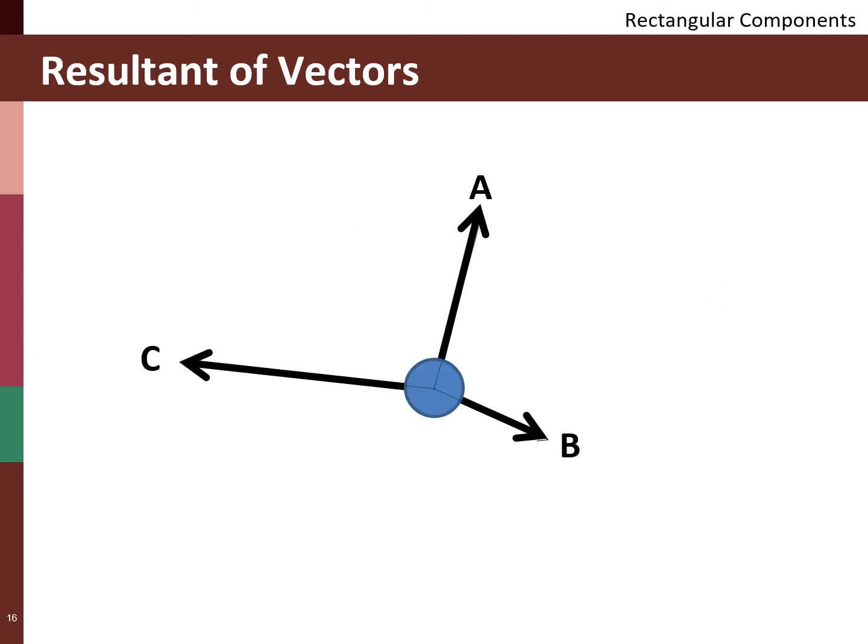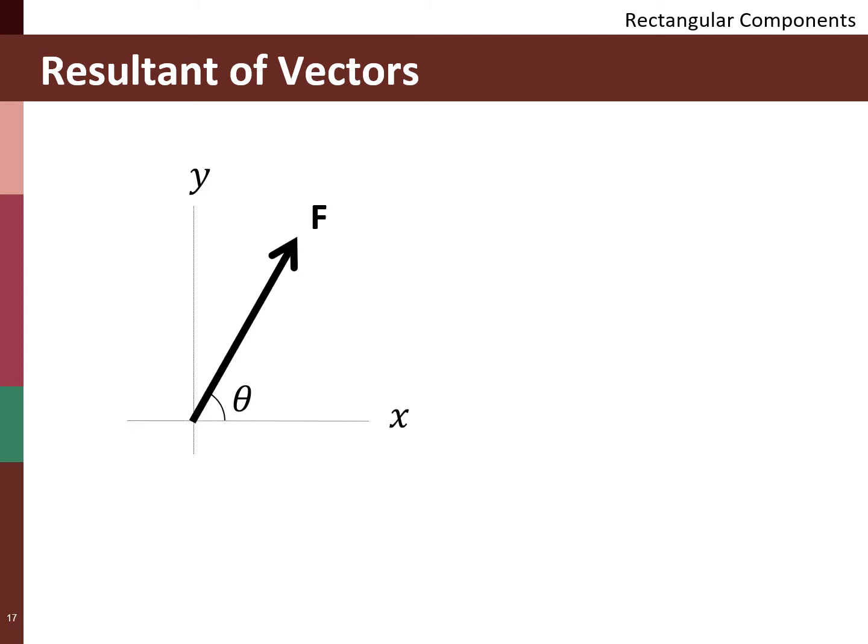We can also get the resultant of vectors by resolving the vectors into their rectangular components, meaning we get the x and y components of the vectors. Consider vector F directed theta north of east. Its components about the x and y axes are F sub x and F sub y. Rearranging the vectors following the tip-to-tail method, we form a right triangle.